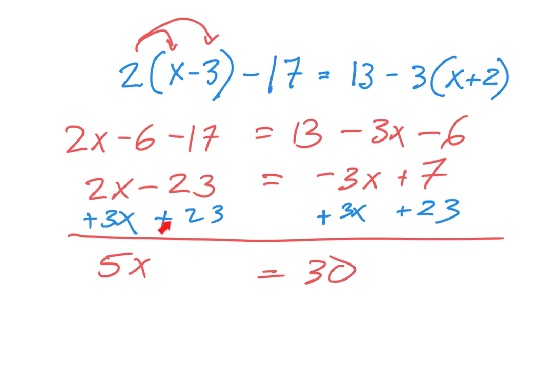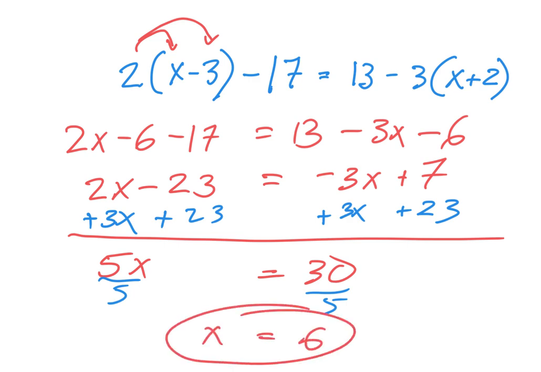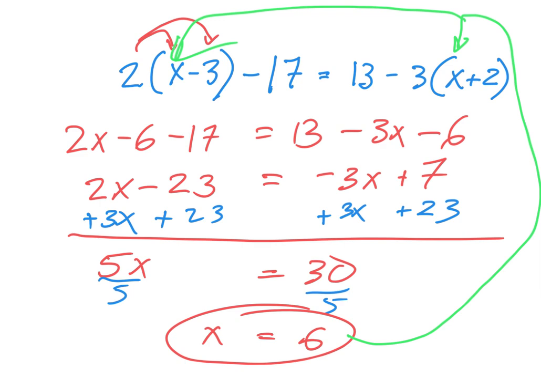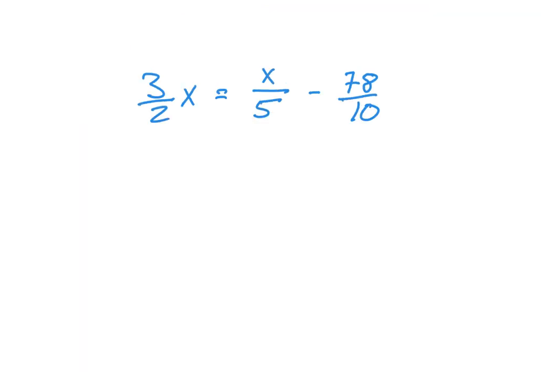Making note that this and this are identical. Whatever I am doing on one side, I'm doing the exact same thing on the other side of the equation. Divide both sides by 5. X equals 6. A good check is to take this number back in for each of the x values and see that it actually works out.